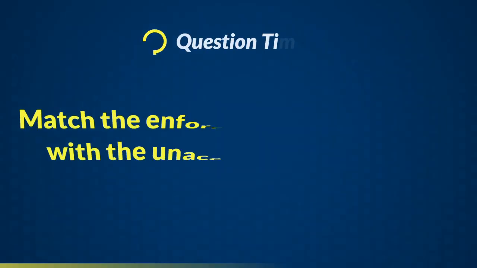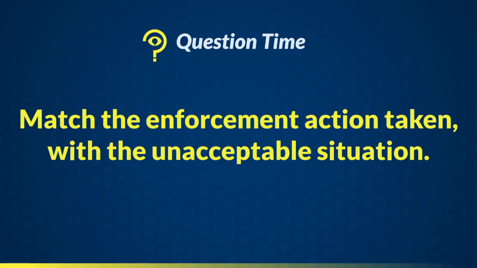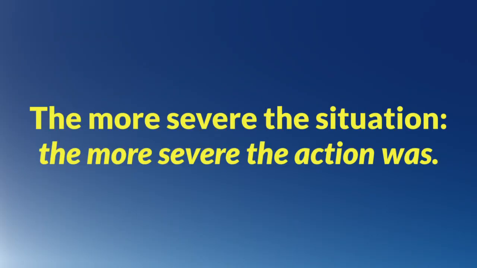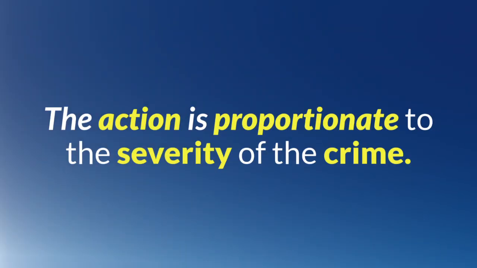Let's finish off with a short exercise. What I'd like you to do is match the enforcement action taken with the unacceptable situation. All right, so on that exercise, you were dragging and dropping things around. Did you see how the more severe the situation, the more severe the action was? So when someone was killed, that went to a prosecution. But if there's just an issue of tidiness, then there was just an order to improve the levels of housekeeping. You see, usually the action is proportionate to the severity of the crime.